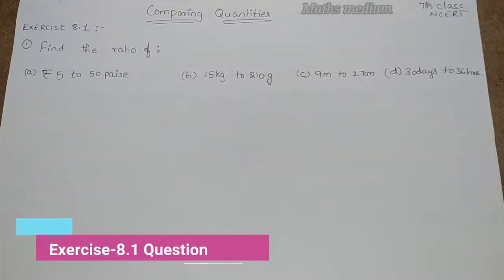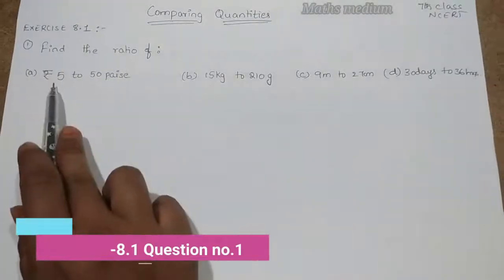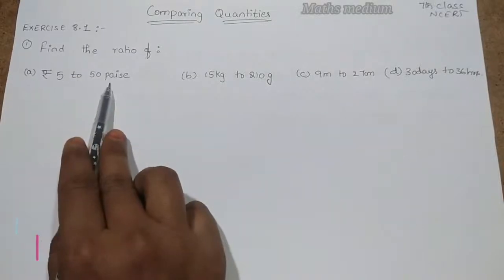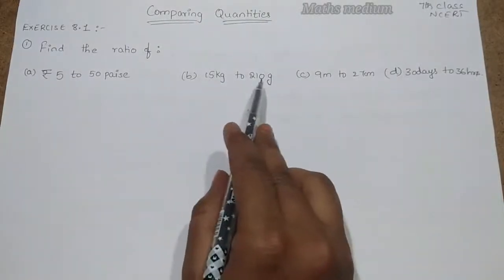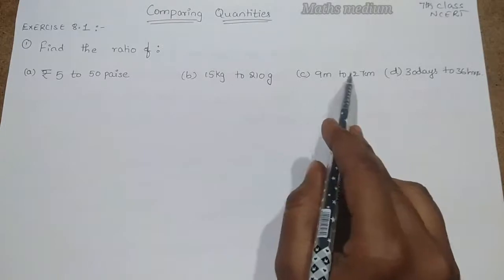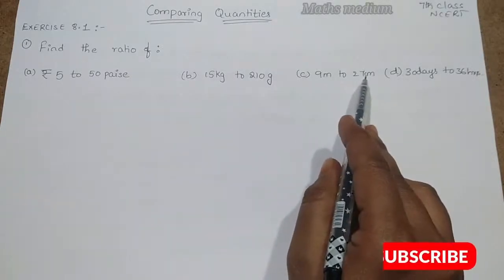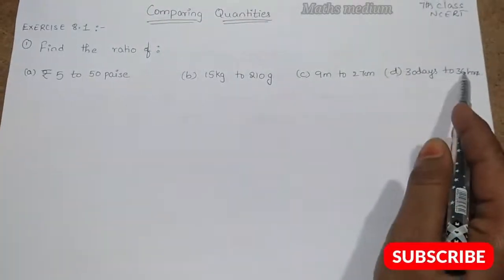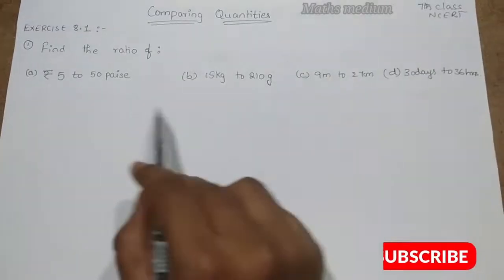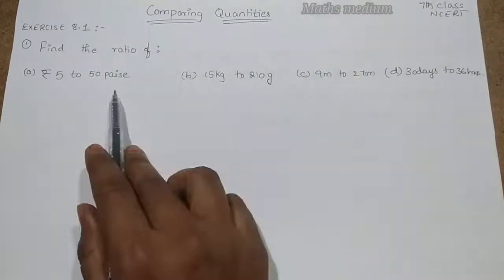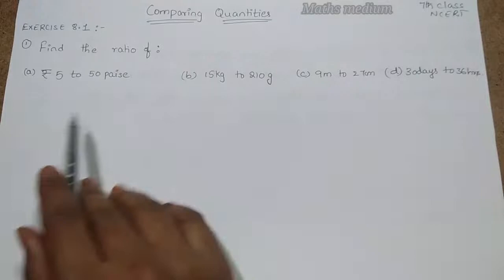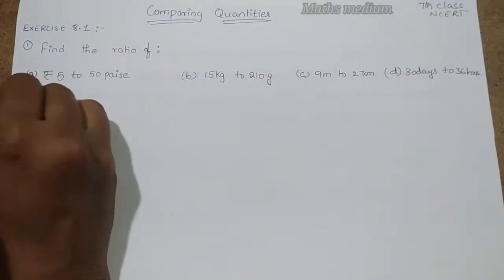Today I came with exercise 8.1 from Comparing Quantities, 7th class NCERT. Here is question number 1. Find the ratio of 5 rupees to 50 paise, 15 kgs to 210 grams, 9 meters to 27 centimeters, 30 days to 36 hours. So here are the 4 questions. We have to find the ratios of the given quantities. So, let's start with this.